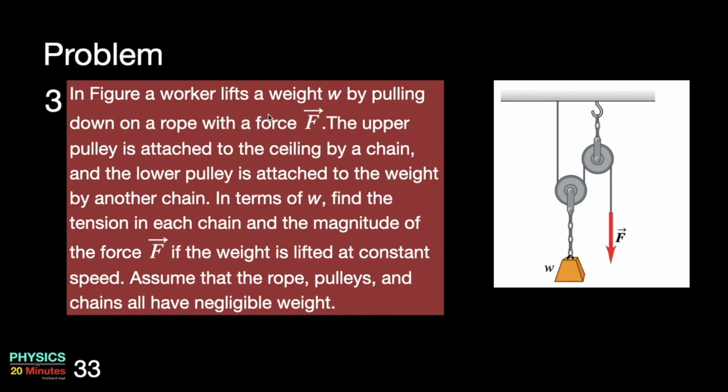In the figure, a worker lifts a weight W by pulling down on a rope with a force F. So this rope is being pulled with the force F. The upper pulley is attached to the ceiling with a chain, and the lower pulley is attached to the weight by another chain. In terms of W, find the tension in each chain and the magnitude of the force if the weight is lifted at a constant speed. Remember, constant speed is a very important phrase. Assume that the rope, pulleys and chain all have negligible weight.